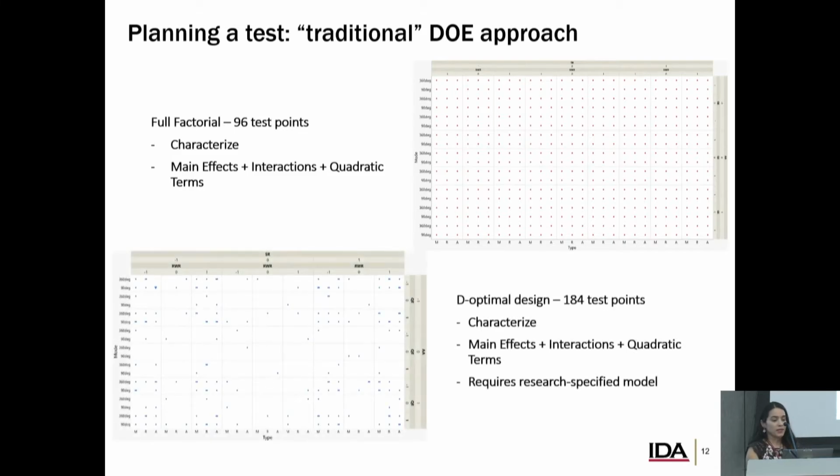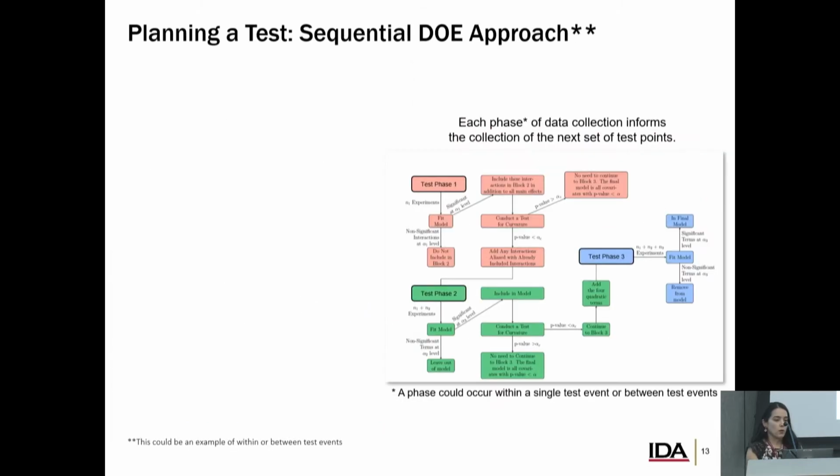Okay. And then you can think like, well, I can optimize this, and I can have an optimal design, so I can have fewer runs. For that, you need to assume that you know what the model will be and then collect some data. Again, I have the main effects, interactions, quadratic terms, and I'm going to say like, well, I'm going to have 184 shots. So this is the traditional way, non-sequential. So what if I do a sequential approach?